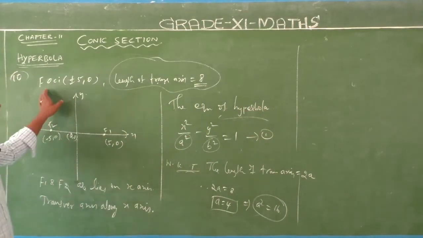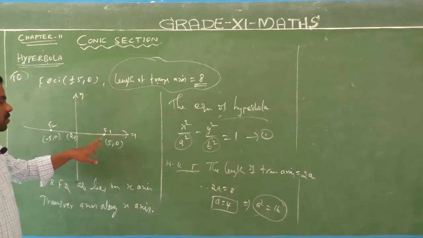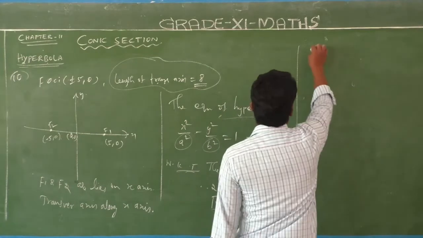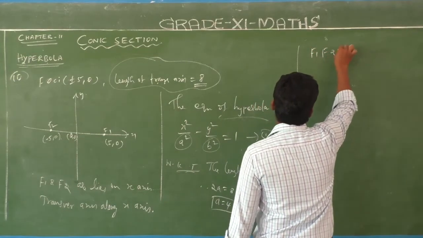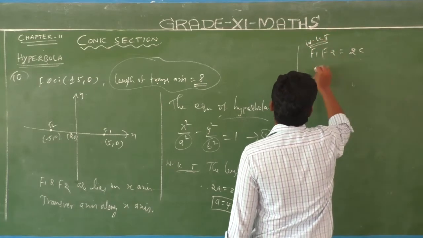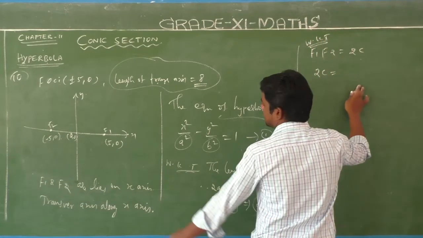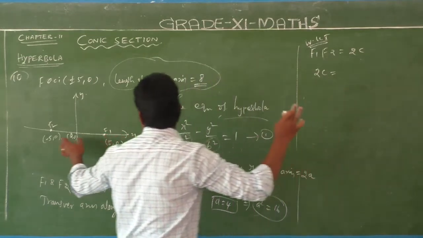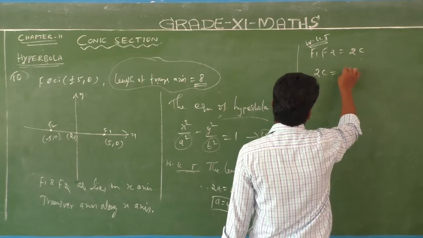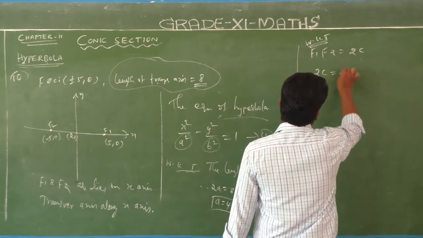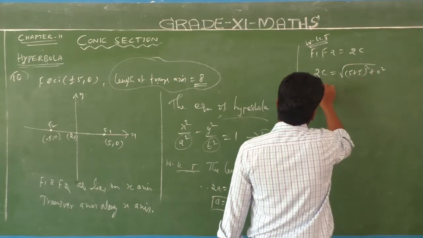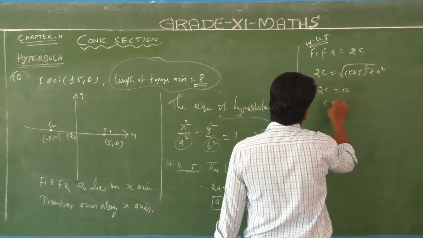Given the information F1 and F2, you know the distance between F1 and F2 is equal to 2c. We know that formula. So 2c is equal to the distance between F1 and F2, here 5 comma 0 and minus 5 comma 0. The distance between them is 10. That is root of (5 plus 5) the whole square plus (0 minus 0) square. So 2c is equal to 10, so c is equal to 5.